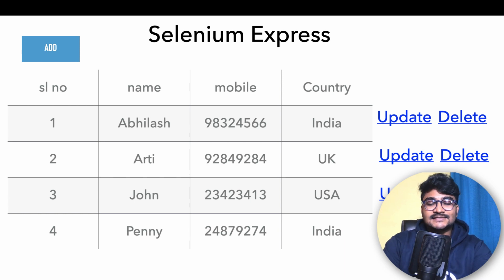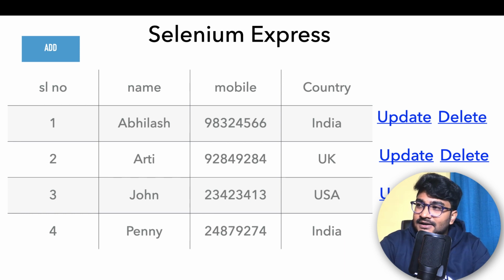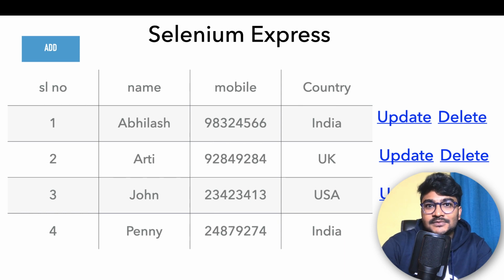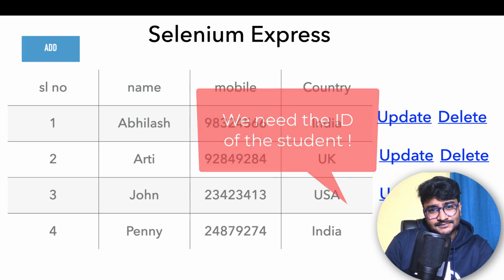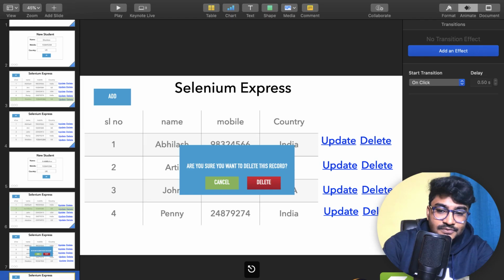Before we get started, tell me one thing: how are you going to delete a particular student? Think about it. Obviously, we need the ID of that particular student. You have to tell me which student I have to delete so that I can take his or her ID. Then I can delete that record from my database. So how do we do that?